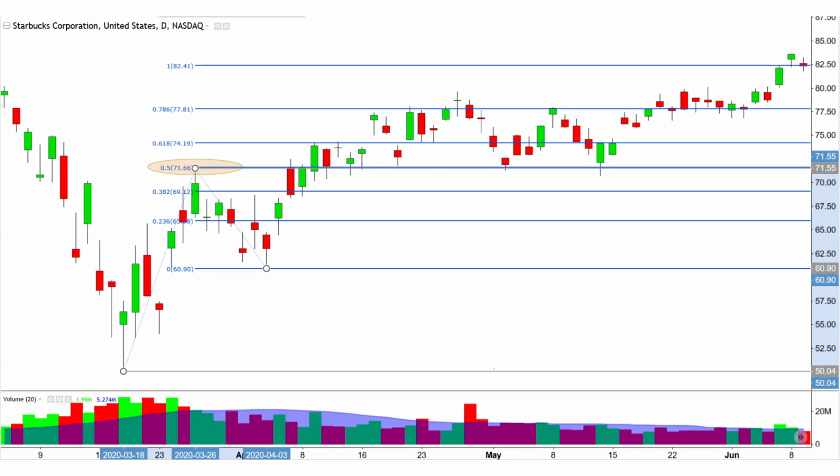Point 3 will match the 0 Fib level. However, points 1 and 2 will vary depending on which swing points are used to define the base trend. That is why it is not uncommon to see point 2 not match an exact Fib level. In this case, point 2 is at 71.55, which is close but not an exact match to the 0.5 Fib level at 71.66.